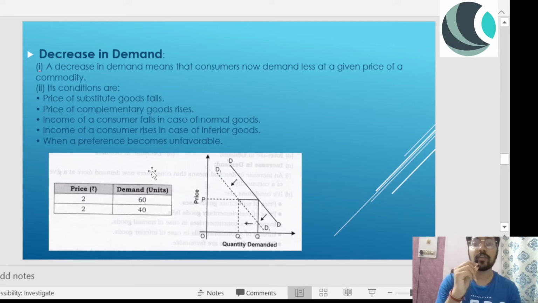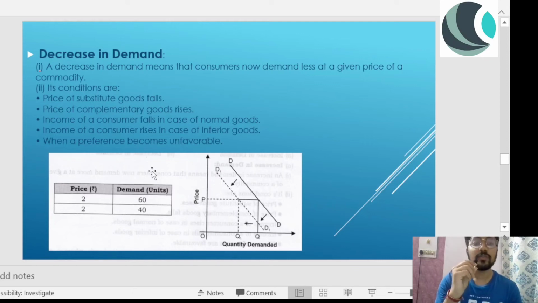The price of a complementary good rises. Now sugar has become more expensive. Overall prices of tea are also increasing, so people are not buying much tea, not consuming much tea. Income of a consumer falls in case of normal goods. So my income has fallen, and I won't buy much basmati rice. Income of a consumer rises in case of inferior goods. So if my income rises, I won't buy the cheaper quality of rice, I would switch to a higher quality of rice.